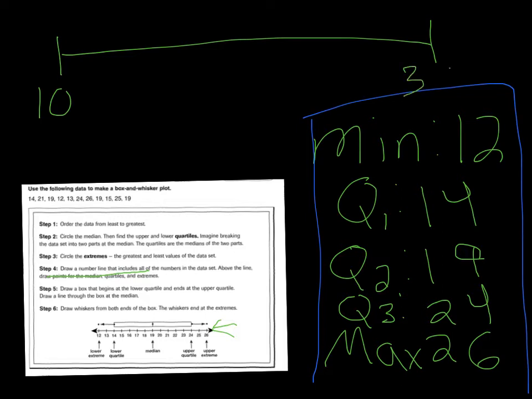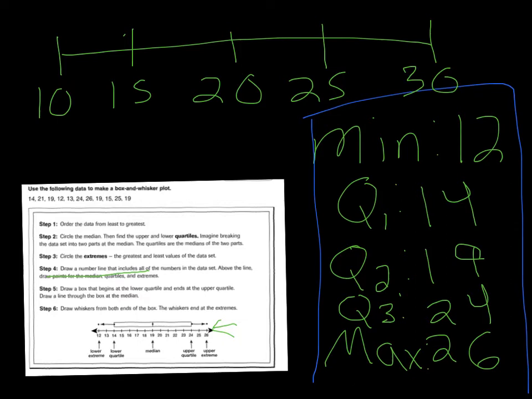So we're going to go from 10 to 30. I got 10 because our lowest number is 12, so we're just going to go a little bit below that. And then our maximum number is 26, so I'm just going to go a little bit above that. Simple enough. And then I'm going to break this up by 5s. Then from here I can go ahead and draw my box and whisker plot.